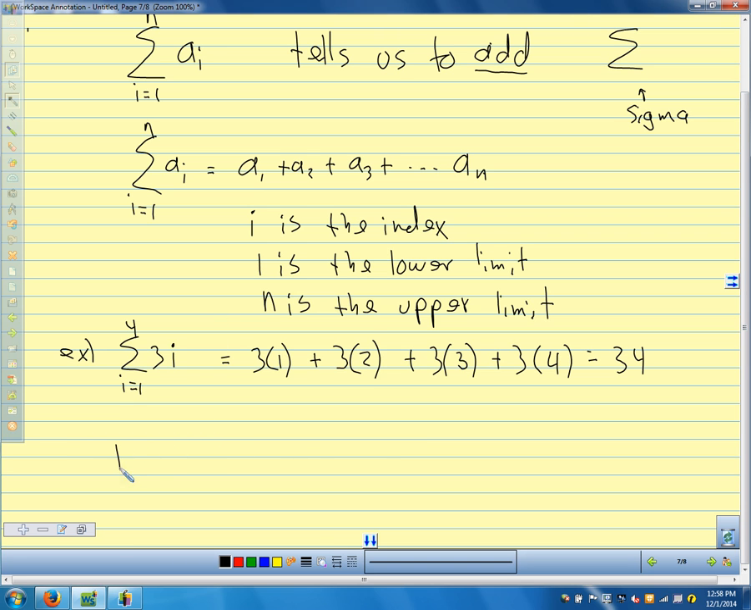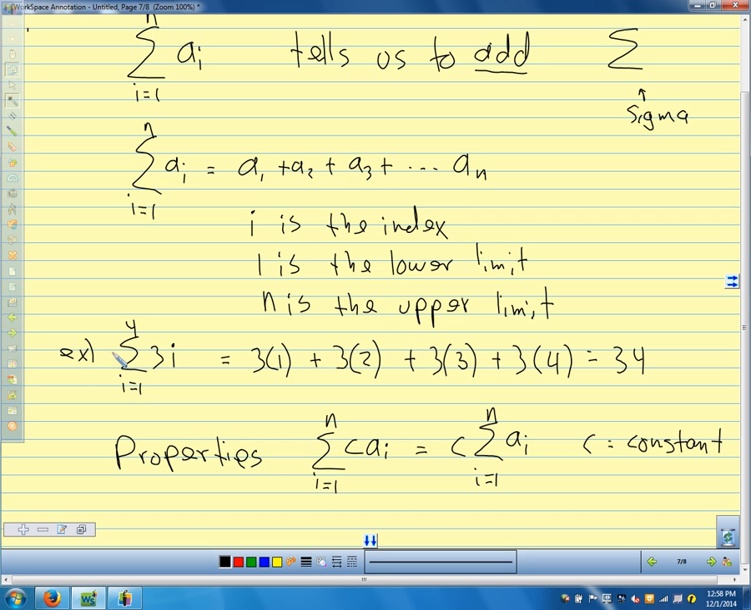All right, a couple of easy properties of summation notation. If I have a constant times some term, I can factor that constant out. So I could have factored this 3 out of here and just done 3 times the sum of the 1, the 2, the 3, and the 4, and I would have gotten the same answer. So we can see the 3 shows up in all of these. We could factor that out.